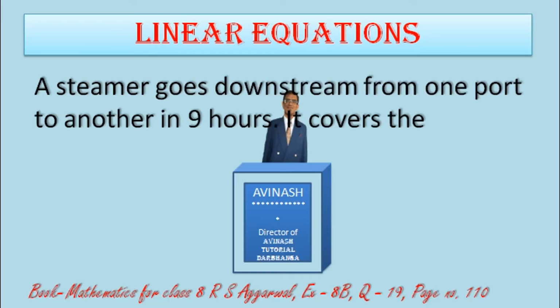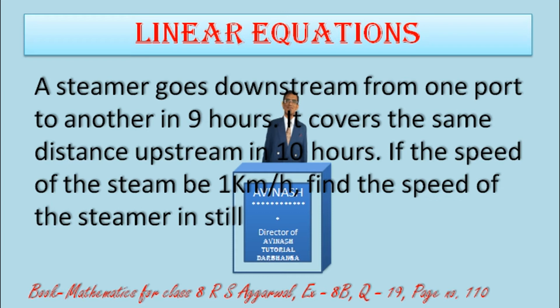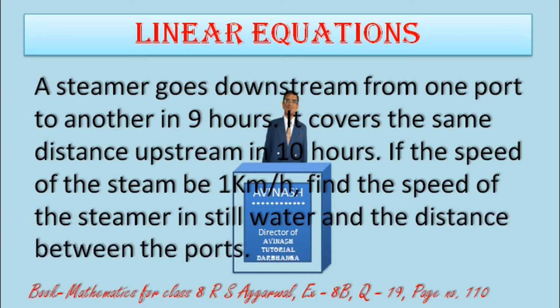Now, here is the question. A steamer goes downstream from one port to another in 9 hours. It covers the same distance upstream in 10 hours. If the speed of the stream be 1 kilometer per hour, find the speed of the steamer in still water and the distance between the ports. So here you can see that we will have to find the distance between the two ports, and we will also have to find what is the speed of the steamer in still water. And what information is given in the question? That while going downstream the steamer takes 9 hours, whereas while going upstream it takes 10 hours.